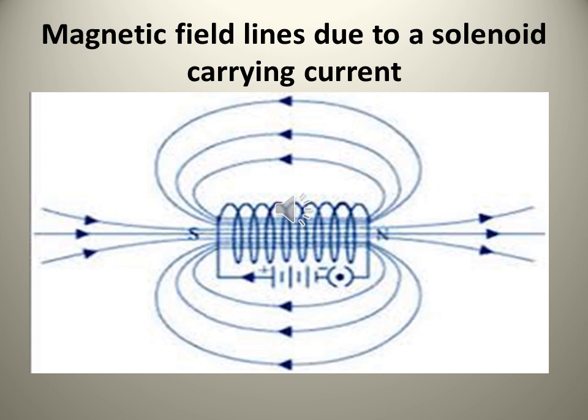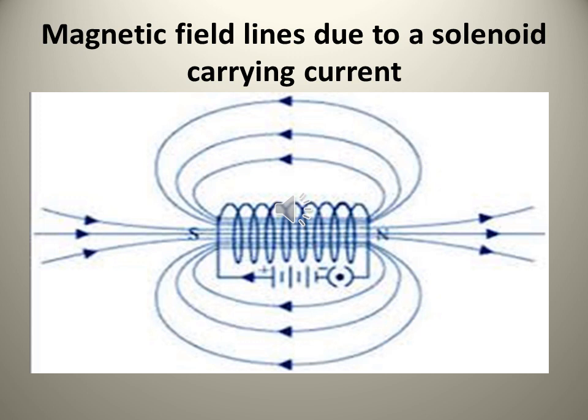In this slide, magnetic field lines due to a solenoid carrying current. Here you can see a solenoid. What is a solenoid? The solenoid consists of an insulating long wire closely wound in the form of a helix. You can see in the diagram that one end of the solenoid is connected to the positive terminal of the battery and the other end is connected to the negative terminal of the battery, and the current starts flowing through the solenoid, and we know that a current carrying conductor is a source of magnetic field.